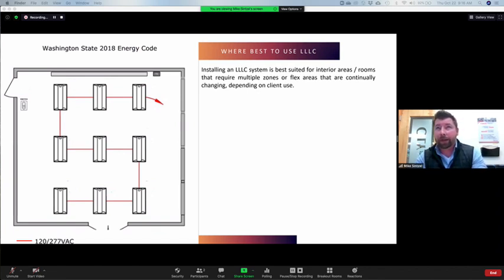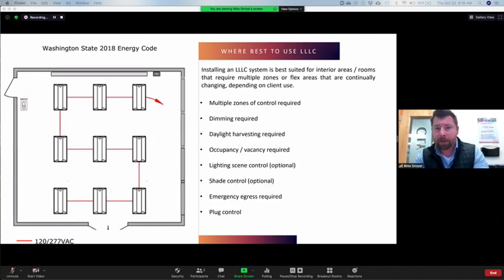Using a wired distributed lighting control system, you would need 5 regular 0 to 10 dimming relays and one emergency one. So if we take a look at this, we'll require multiple zones of control. Dimming is required everywhere. Daylight harvesting is required. Occupancy, vacancy is required. Lighting scene control with your touch screen, that is optional. And shade control, which is more commonplace these days, is thrown in there. Emergency egress and plug control.